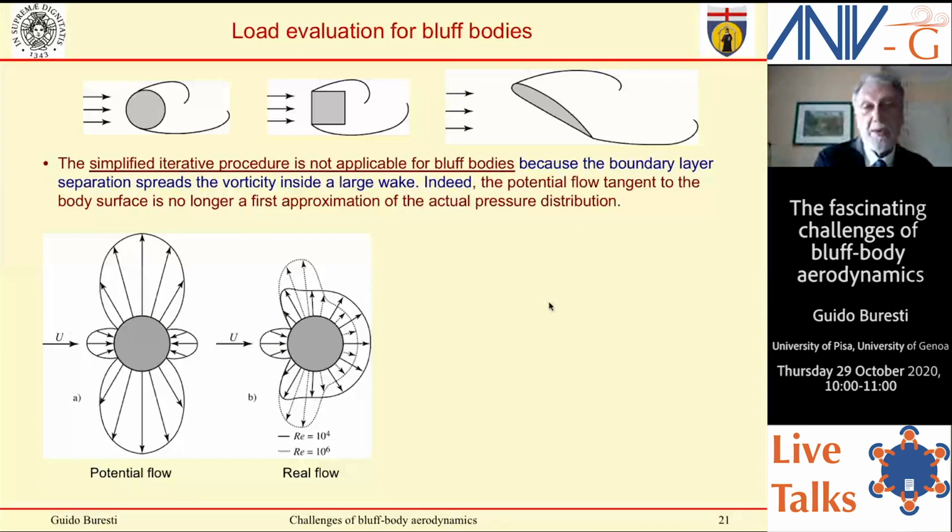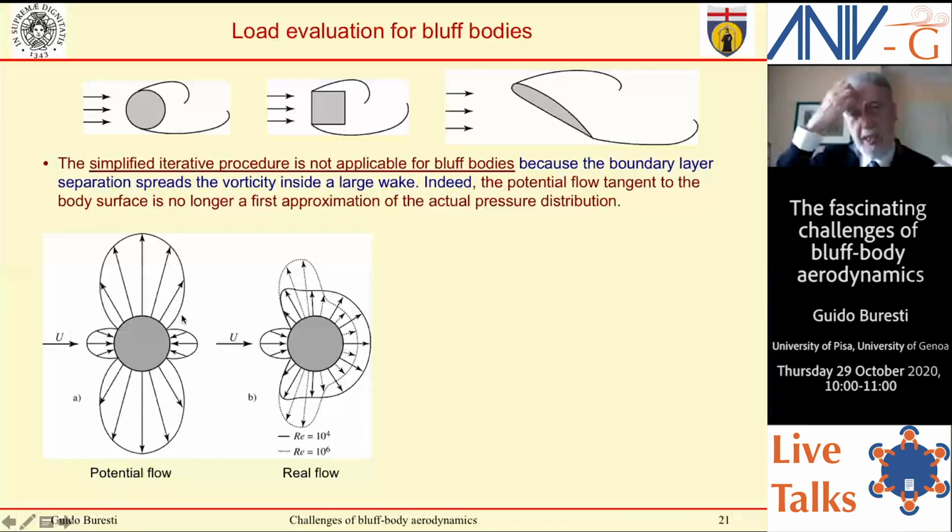And so what? And why is this not applicable? Because this is the point. The potential flow tangent to the body surface is no longer a first approximation of the actual pressure distribution, as was the case for aerodynamic bodies. Indeed, you see here a circular cylinder. This is the potential pressure distribution. This is the real one for two different Reynolds numbers. So what can you do?